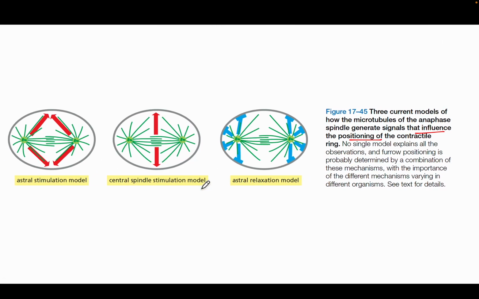So, three current models of how microtubules of the anaphase spindle generate signals that influence the positioning of the contractile ring.